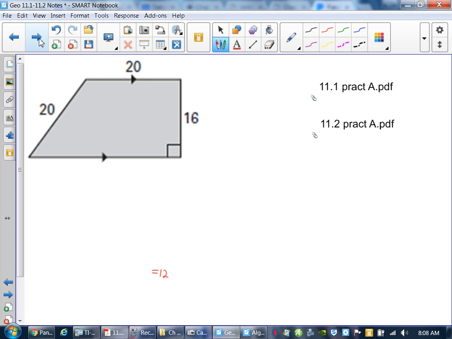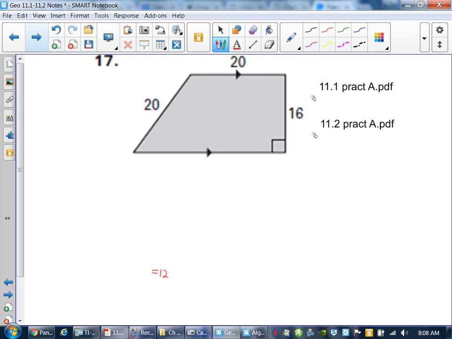Now, when you look at something like this, first thing you have to do is figure out what you are looking at. Is it a rectangle, square, triangle, parallelogram, trapezoid, rhombus, or kite? Trapezoid. Why is it trapezoid? One set of two bases are parallel, so one set of parallel bases. Okay. So we know we have a trapezoid.